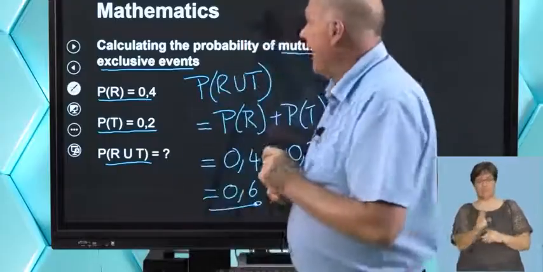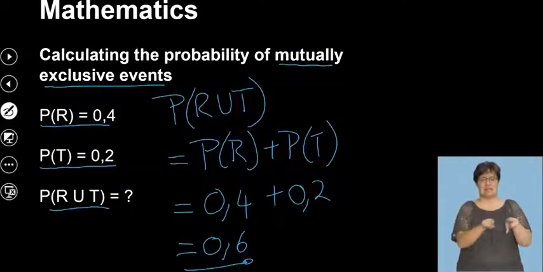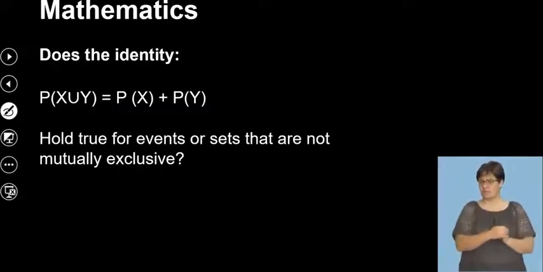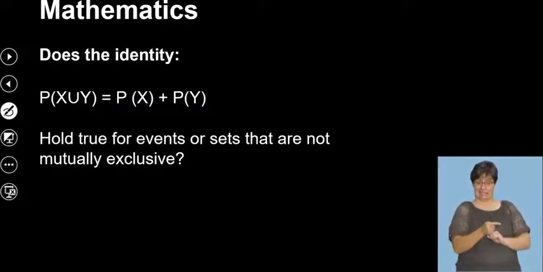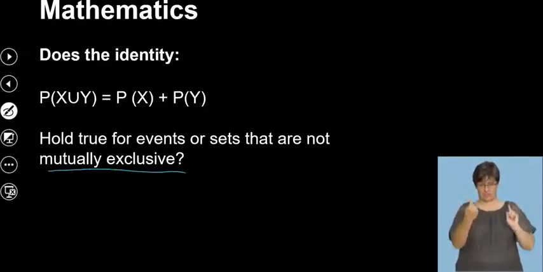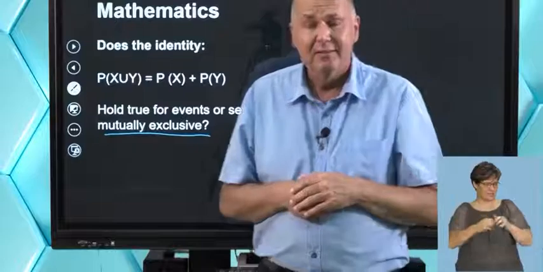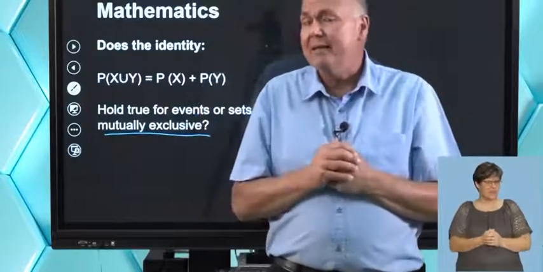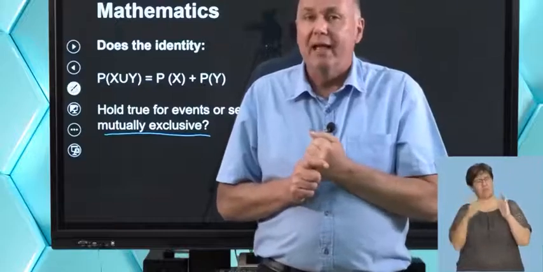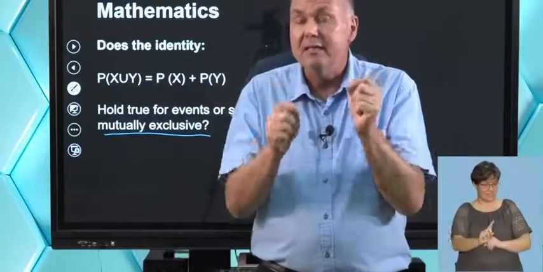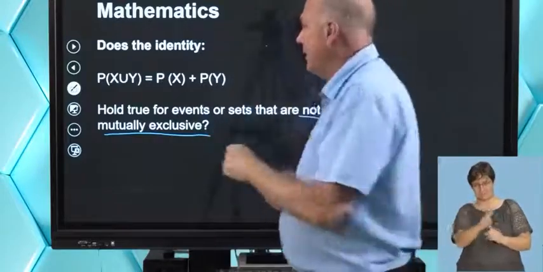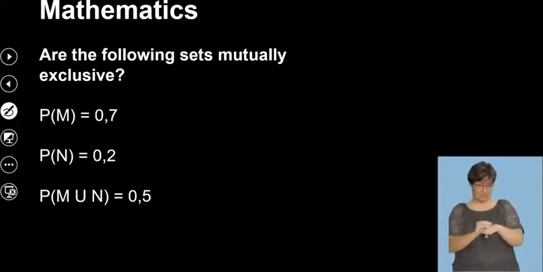Let's move on and have a look at another example of the same application. And here we're going to ask the question, does this identity hold true for events or sets that are not mutually exclusive? I want you to think about that. Do you really think that that will work or not? I want you to reflect on it. I'm not going to answer it in this lesson, but you'll have to wait for our next lesson to do that. But in the meantime, let's have a look at another problem.